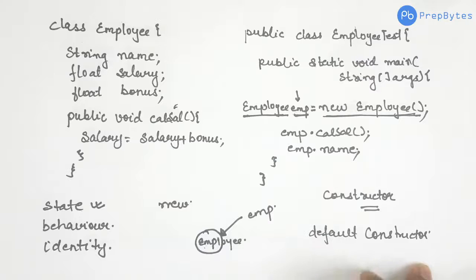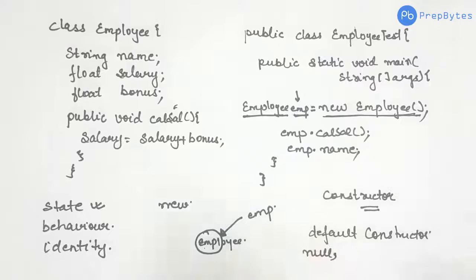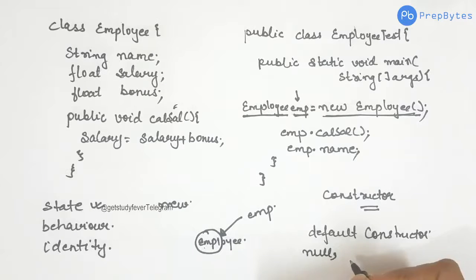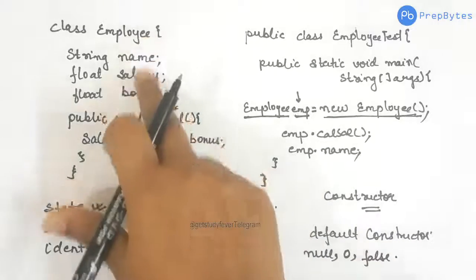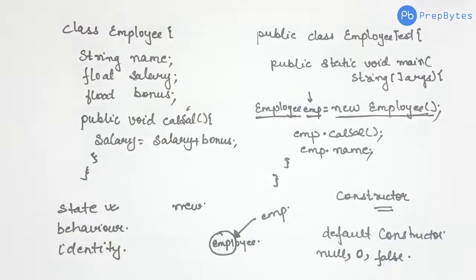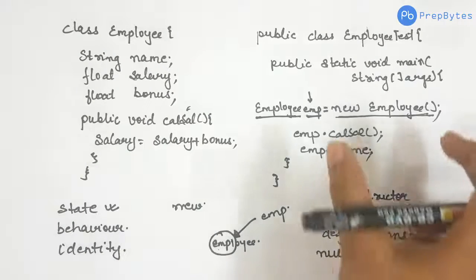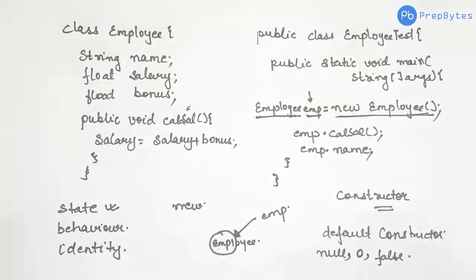So when I'm talking about default value, for all the objects, it sets the default value to null. For all the numerical things, it sets the default value to 0. For Boolean, it sets the default value to false. So in this case, we haven't defined any constructor. So what will happen when we create the new object employee? The default constructor gets called.